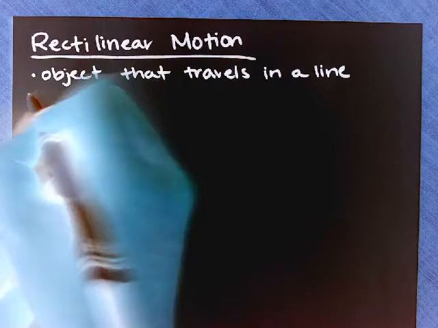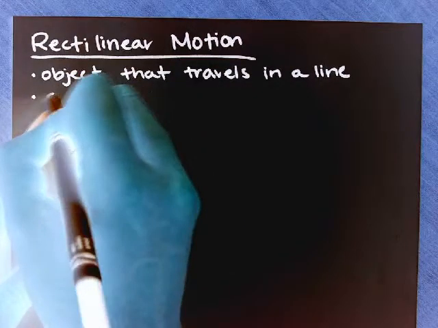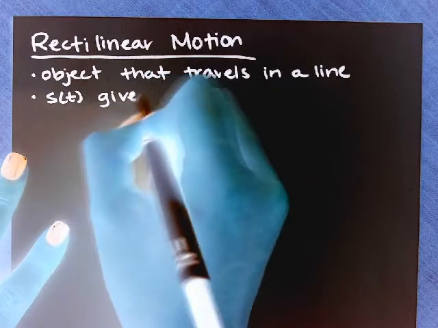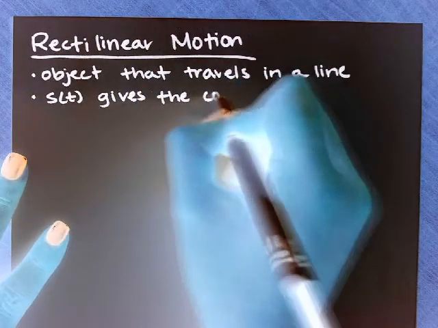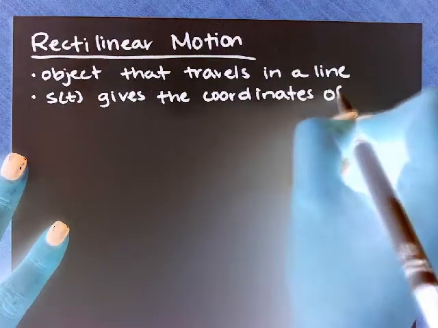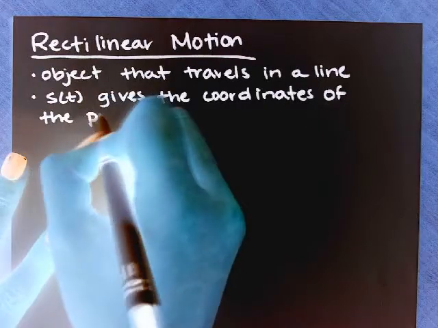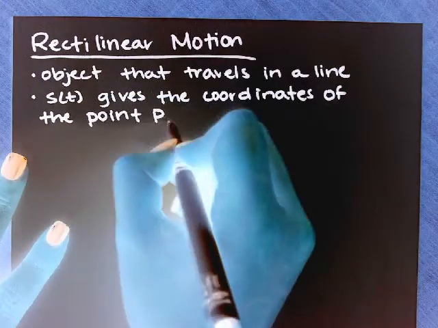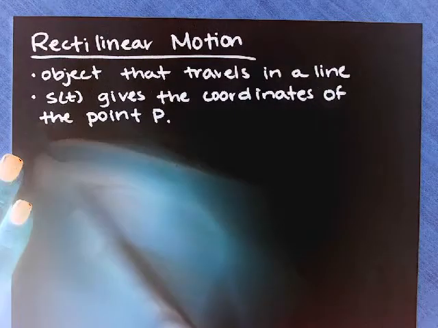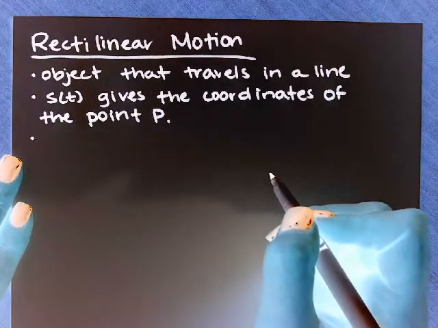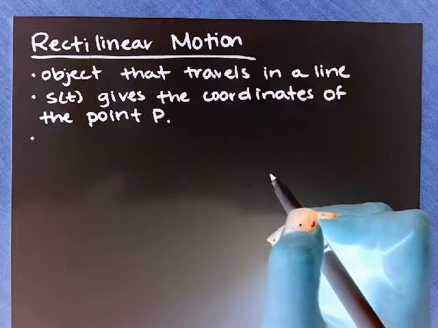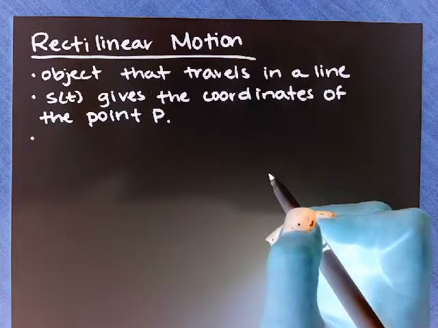All right, S of t gives the coordinates of the point. And we typically call the point P. I don't know why they use an S. So S stands for the position, the original position of the point. Yeah, emphasis on the S.